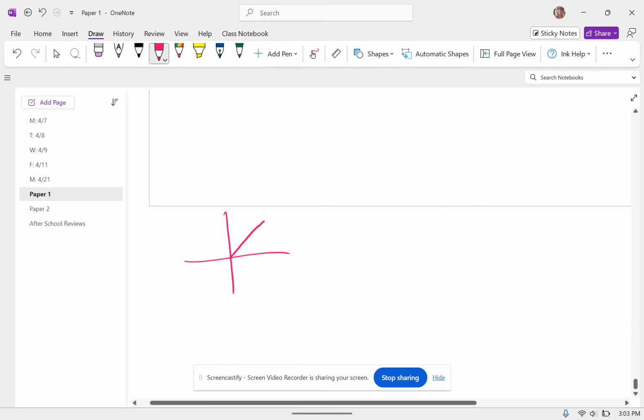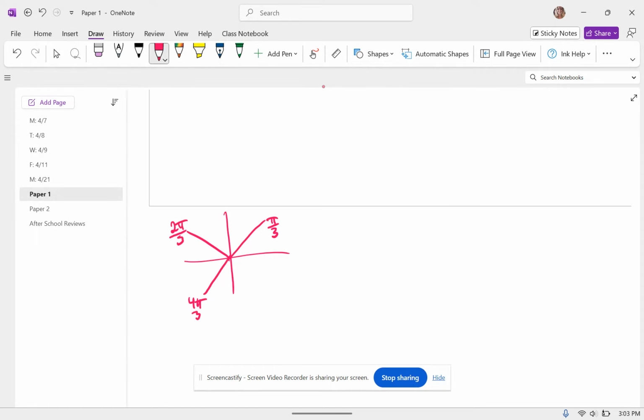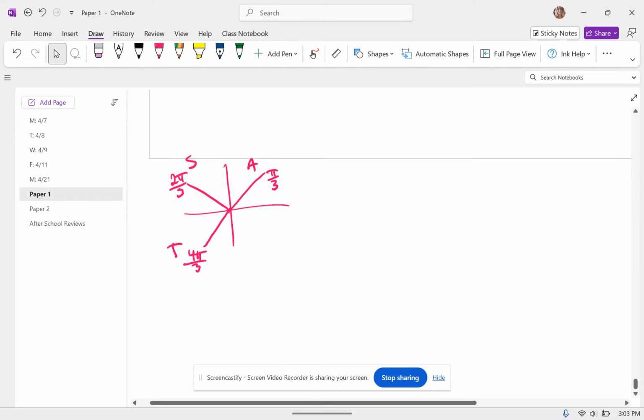All right, what quadrant are we in here? Pi over 3, what's in quadrant 2? 2 pi over 3. 4 pi over 3. Okay, so what quadrant are we in then? 4. That's quadrant 4. Okay, so where is sine positive there? No. Oh, good call.